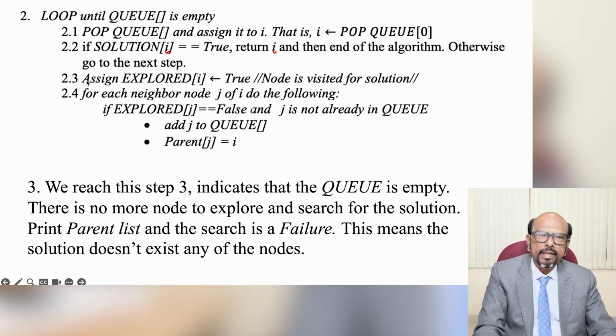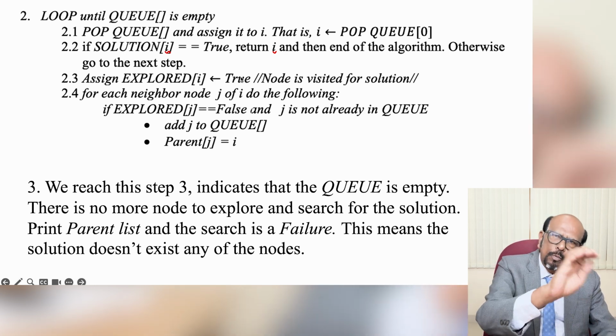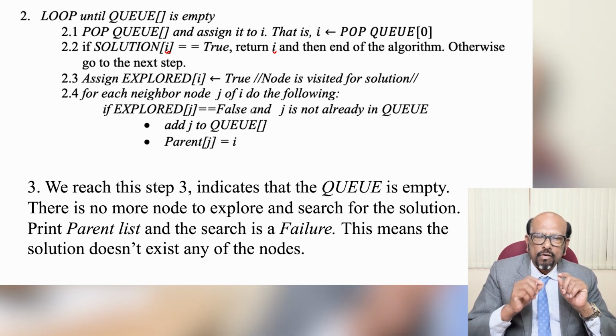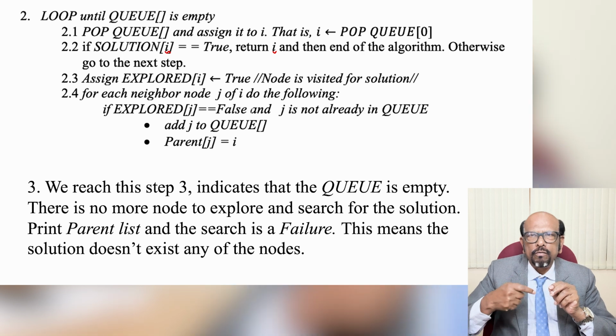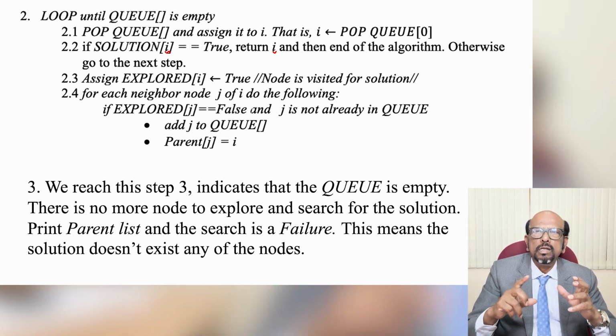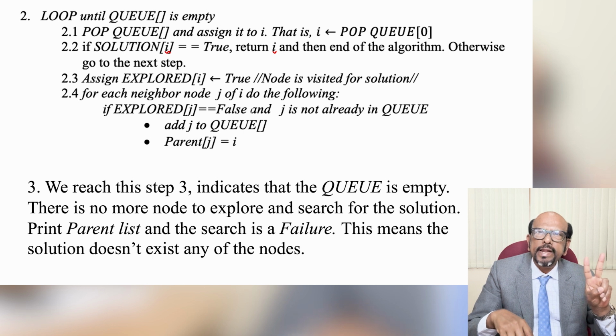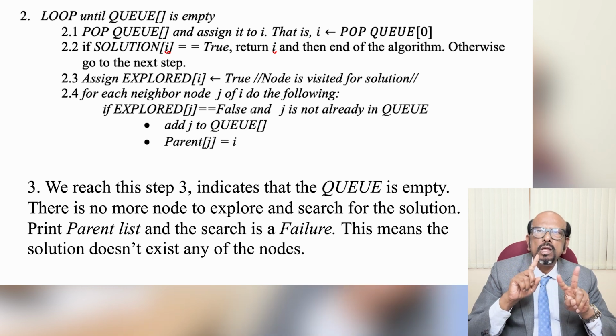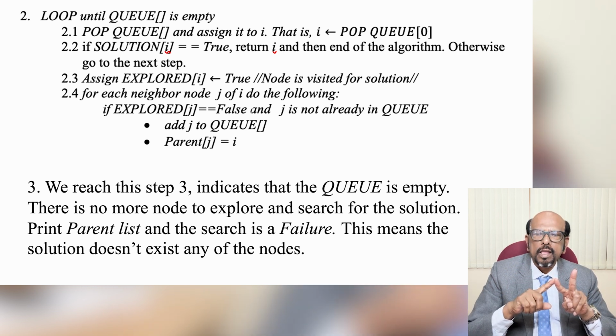What is to be done in the next step? Assign explode of I equal to true, because I is now explored. So you put it into the set called explode. Now we have to do one more thing. For I, we have to find out all the neighbors. Among the neighbors, if a neighbor satisfies 2 conditions, you will have to add it to the queue. What are those 2 conditions? It is neither explored nor already in the queue.